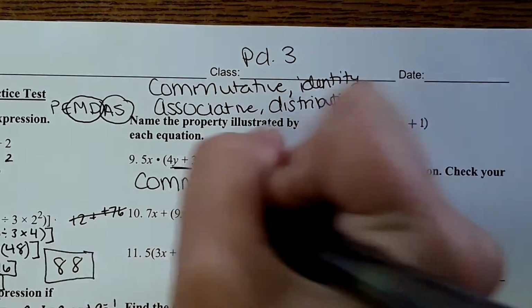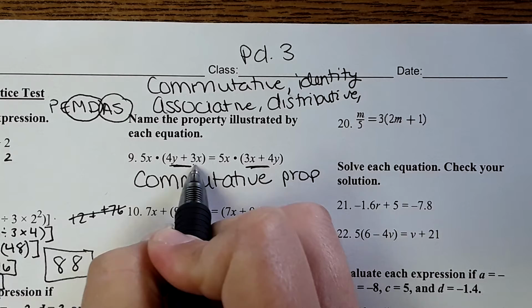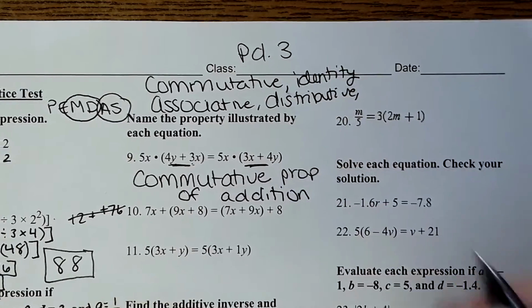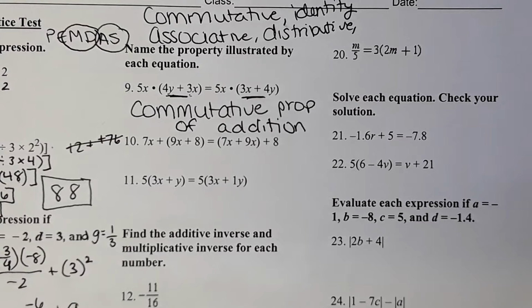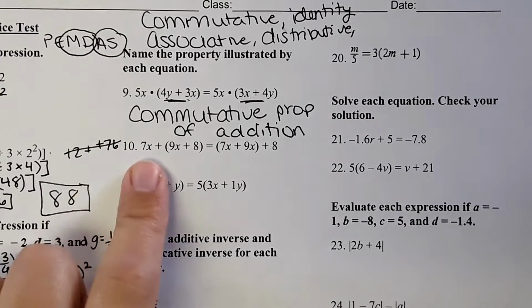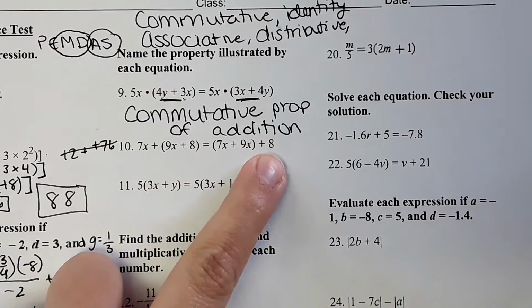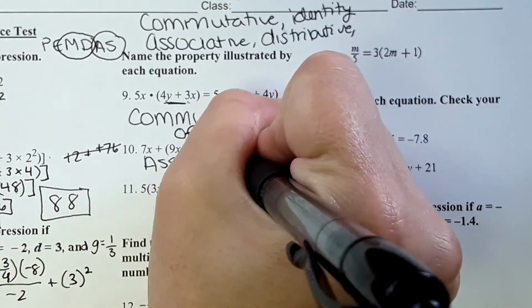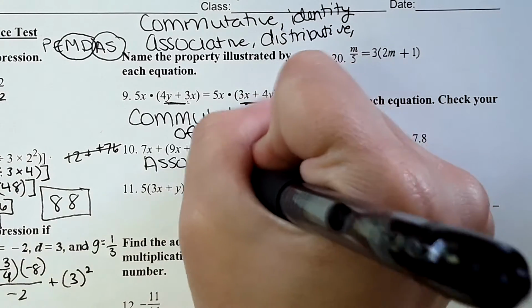And then there'll be 2 answer choices for commutative property of addition and commutative property of multiplication. And since it's changing the order of addition, it would be of addition. The next one, I see the parentheses again. I'm thinking associative. I just make sure the numbers are in order. 7x plus 9x plus 8, 7x plus 9x plus 8. They're just changing the grouping. So that is associative. And since it's addition, it's addition.